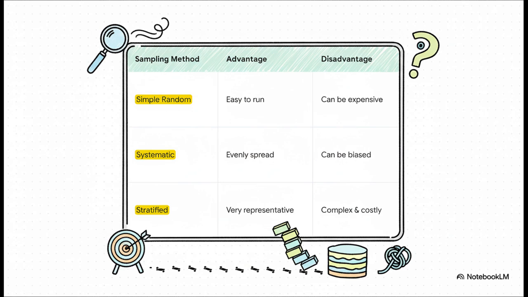There's simple random, which is literally like pulling names out of a hat. Super simple, but can be a bit of a hassle. Then there's systematic sampling, where you pick, say, every 10th person from a list.